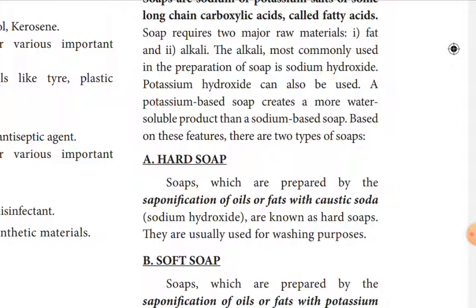Soaps are also classified into two different types. First, soaps prepared by the saponification of oil or fat with caustic soda. Caustic soda means sodium hydroxide. Soap manufactured using caustic soda, sodium hydroxide, is called hard soap. These hard soaps are used only for washing clothes, not for bathing.